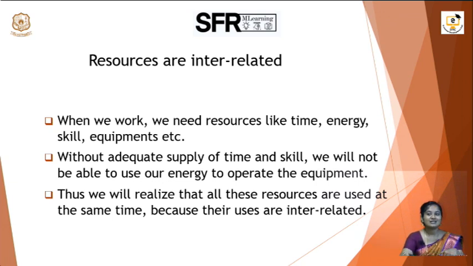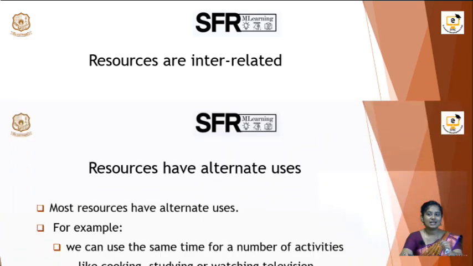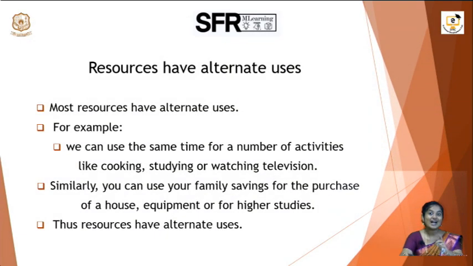So, all these resources, both human and non-human resources, must be utilized in an interrelated way, so that we can use that equipment and the mission and we can fulfill the need. Okay. So, we will realize that all resources are used at the same time, so they are called resources utilized in an interrelated way.